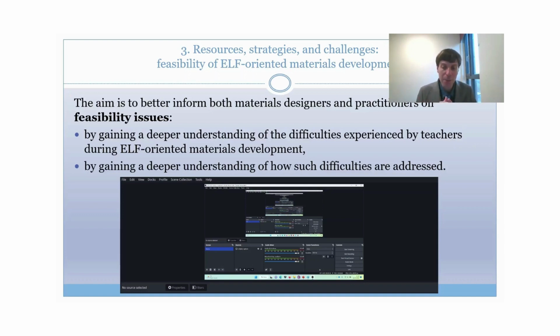Instead, I am planning on using these videos as prompts for recall protocol sessions in which basically I would sit down with my participants, we would watch the videos together, and I would have them explain to me what exactly was going on, what kind of challenges were emerging, how they were feeling, what they were doing in order to address these difficulties, why did they use certain resources instead of others, etc., etc.